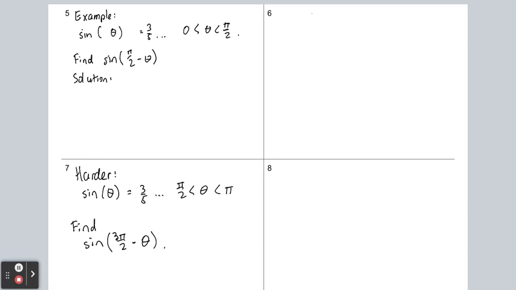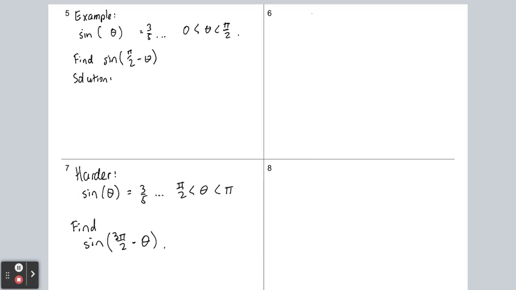Alrighty, so we're going to have a look at an example straight up. Sine of theta is 3/5. That's what we're given. And, importantly, we're told that theta is an acute angle. It's between 0 and pi on 2. And we're asked to find sine of pi on 2 minus theta.